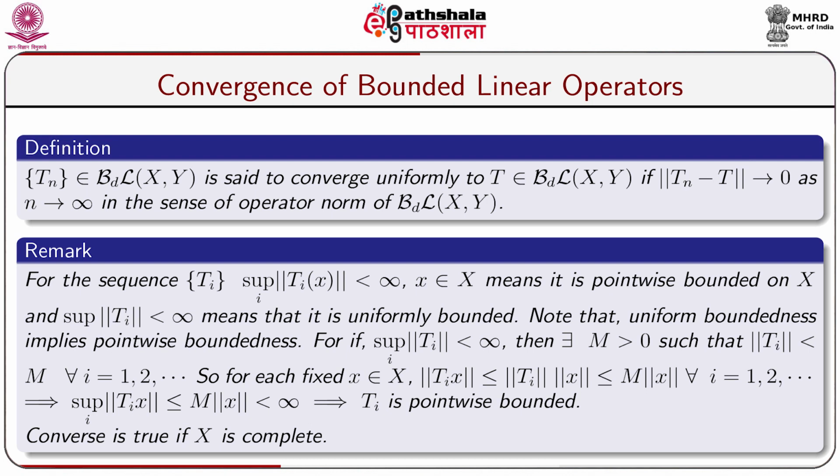Thus, we get norm of Tix less or equals to M into norm of x. This implies that supremum over i of norm of Tix is less or equals to M into norm of x. Here the supremum is taken over all i equal to 1, 2 and so on. Thus, we have supremum over i of norm of Tix less than infinity, which implies that Ti is pointwise bounded. But the converse is not generally true, but the converse is true if capital X is complete.